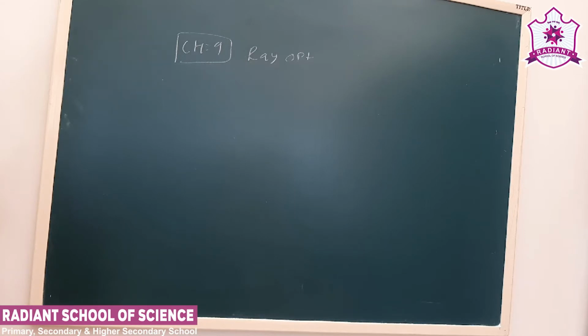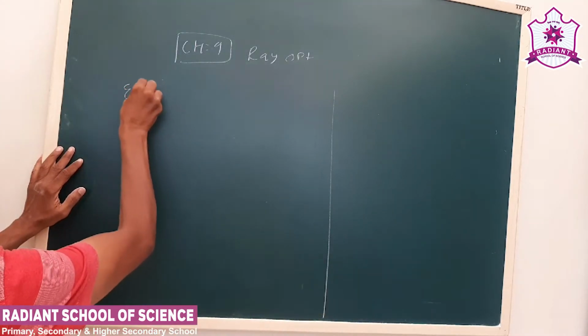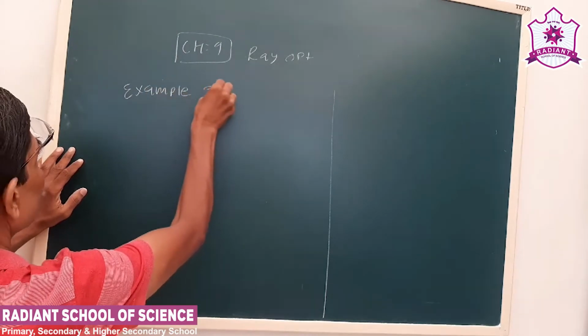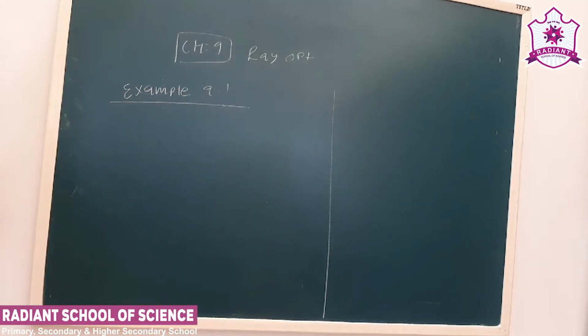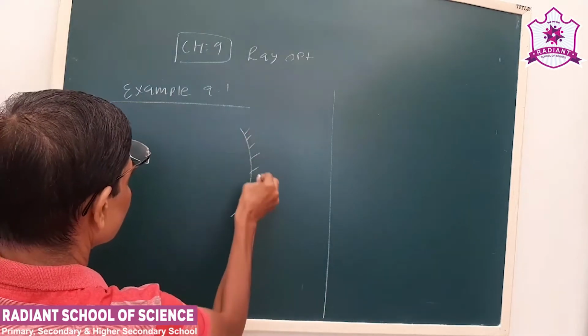Now based on this we take some examples. In that case our practice related to the mirror formula becomes easy. Now our example 9.1 is based on the reflection or the mirror formula.